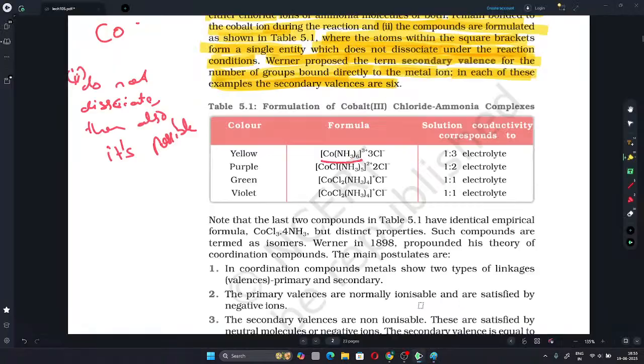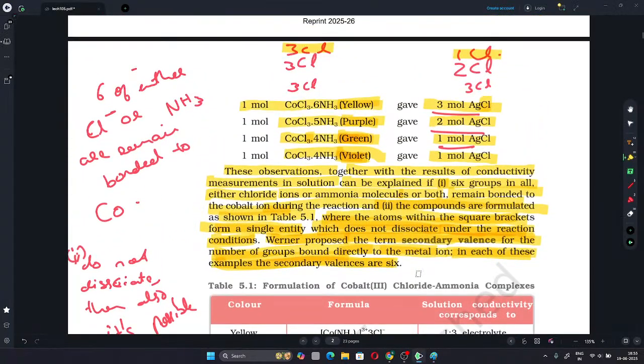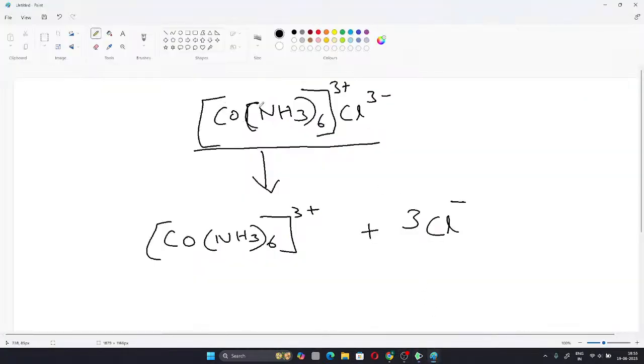In the first case, when we saw here, where we took 1 mole of CoCl3 plus 6 NH3, we got 3 moles of AgCl, where the number of Cl we took tallied here. That is the case I showed here, where this is the compound when we take 6 unit amount of NH3, the Cl minus will be outside and it will dissociate.